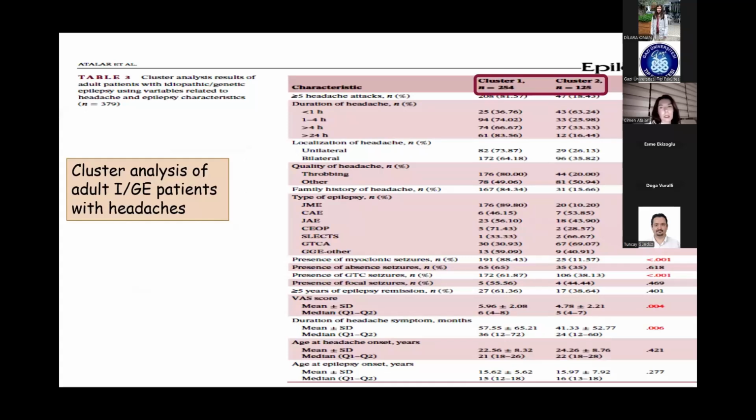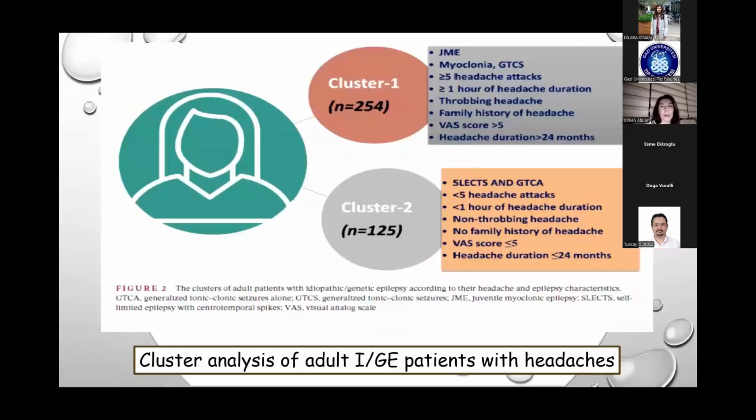This table shows the cluster analysis of adult idiopathic generalized epilepsy patients with headaches. I'll try to summarize this table in the next slide with a figure. We had 2 clusters here in adult patients. The first cluster involved the patients with juvenile myoclonic epilepsy, with seizure types of myoclonia and generalized tonic-clonic seizures.